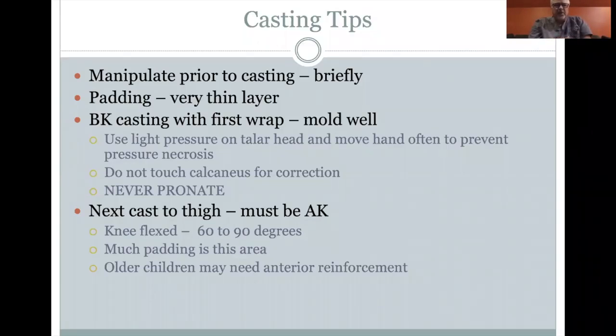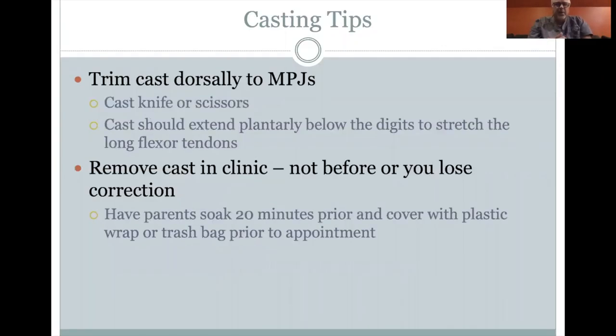The next cast must go above the knee. The knee is flexed between 60 and 90 degrees. More padding in the knee area and the thigh. And like I said, older children may need anterior reinforcement because they can break the cast pretty easily. You want to trim the cast dorsally to the MPJs, but leave that plantar shelf to stretch the long flexor tendons.